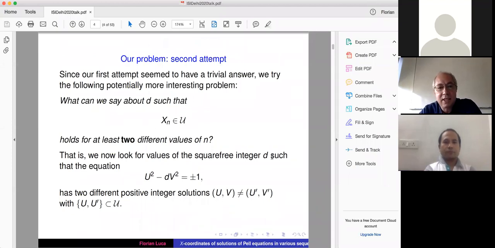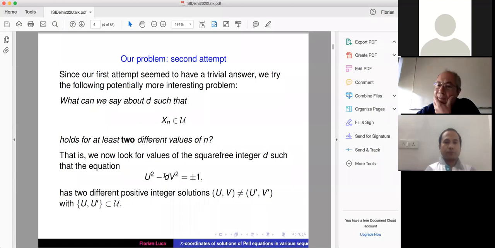Let's try a second attempt. The second attempt would be, well, let's take again our set u, but let's ask for more members of the sequence xn to be in u. So let's ask for at least 2 different values of n. So now I'm searching for those positive integers d, such that if I take the Pell equation corresponding to d, the set u contains at least 2 of the x coordinates.